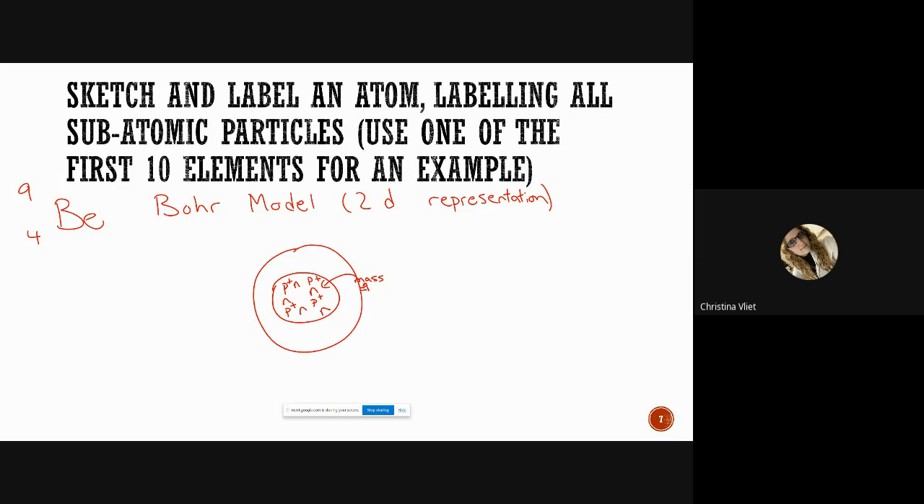So row 1 actually represents energy level 1. You could fit 2 elements, you could fit 2 electrons. And so you get an electron and you get another electron.